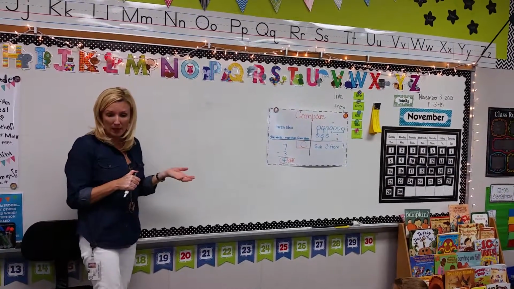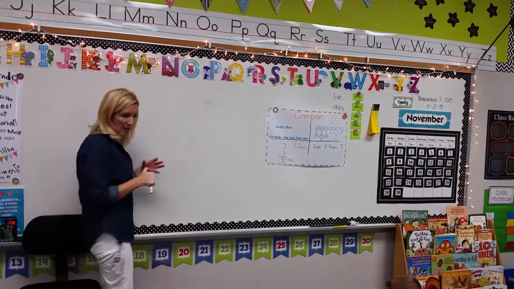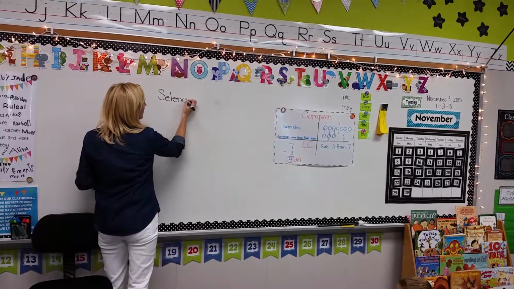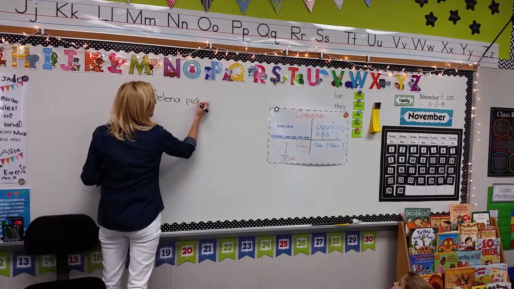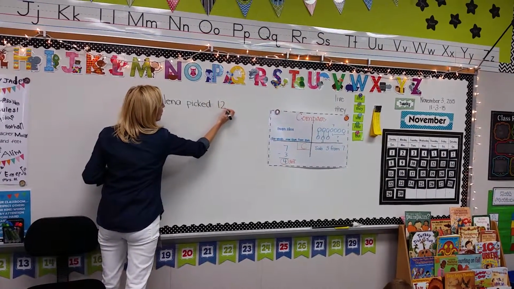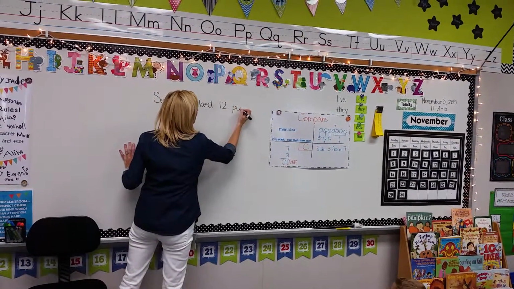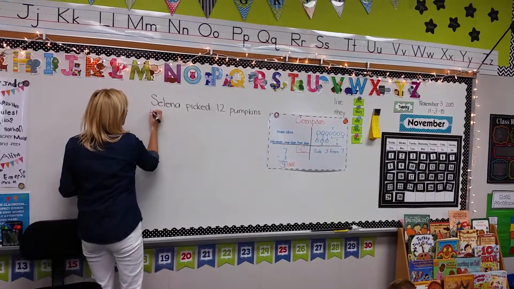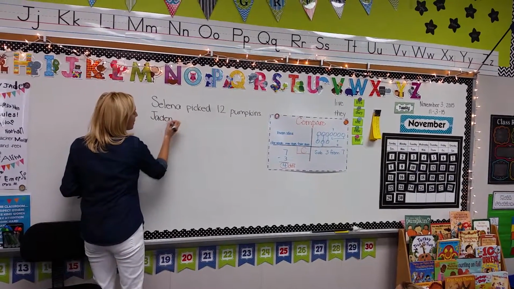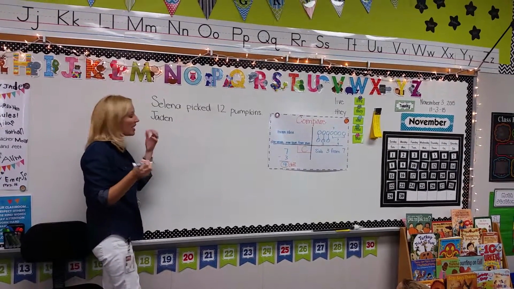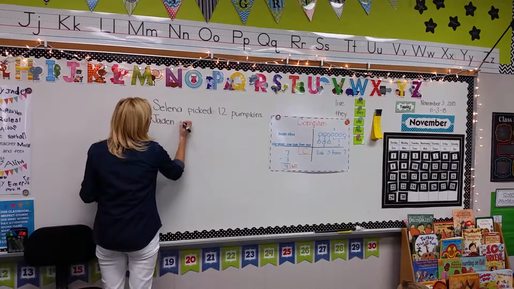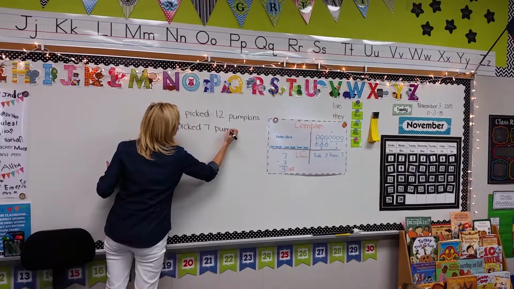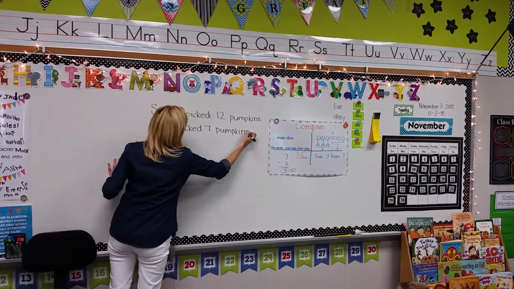I'm going to go back to the pumpkin patch. This time I'm taking some other friends with me. I'm taking Selena, who picked 12 pumpkins. Wow, Selena, that's a lot of pumpkins. And Jaden. Jaden, I'm sorry, but your pumpkins were really big, like Nathan's pumpkins, so you didn't get quite as many. Jaden picked 7 pumpkins. That's still a lot.